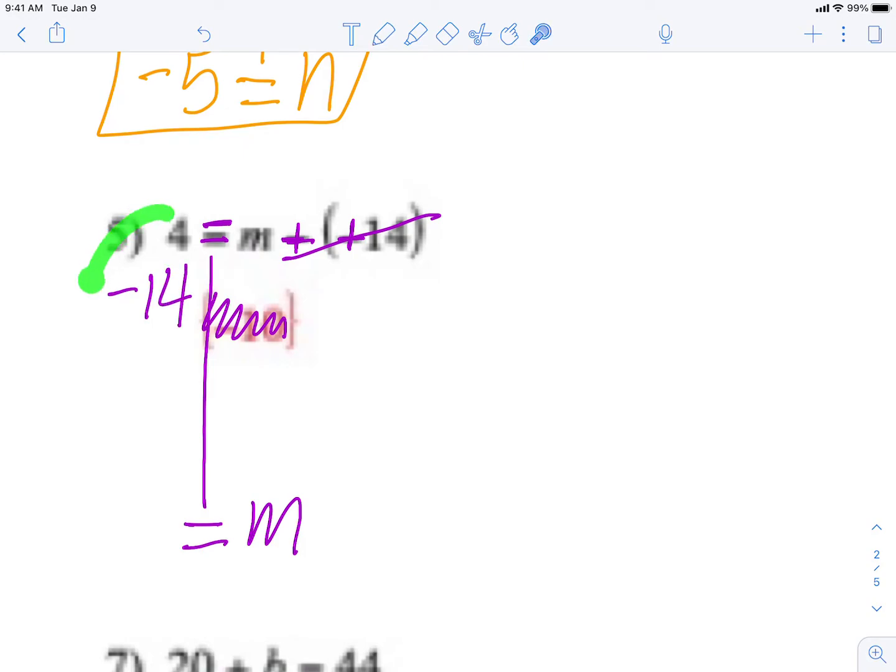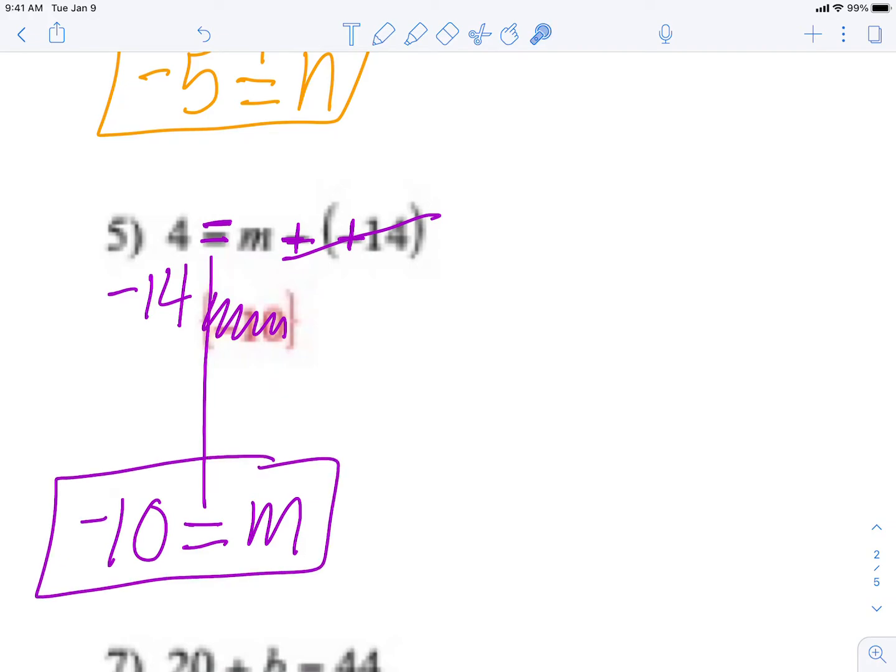So that's a positive 4 and negative 14. They are different signs. So 14 minus 4 is 10. And it's a negative 10 because 14 is bigger and 14 is a negative. Right?